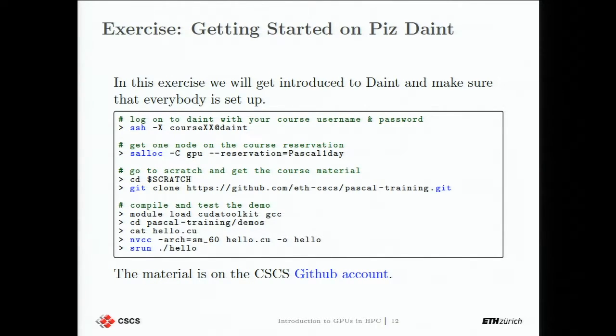So you can log on, and then you can go to the Scratch directory. Scratch is a special file system mounted on Piz Daint. When you want to run your application on Piz Daint, you have to run it from Scratch, so it's important that you change to Scratch. $SCRATCH is a shorthand environment variable that will have been set for you that has the directory for your Scratch. And then you can do a git clone of this address to get a copy of all the training material.